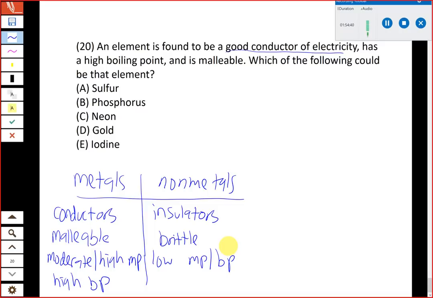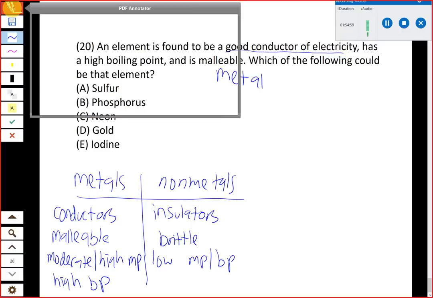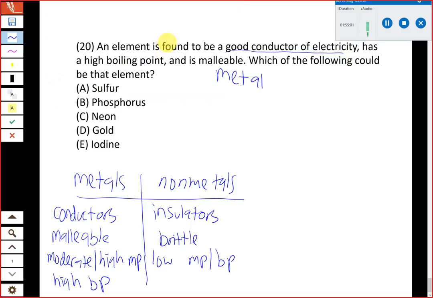Okay, so those are kind of the key properties that distinguish metals from nonmetals. This is what we're doing here. If the substance we're dealing with is a good conductor of electricity, has a high boiling point, and is malleable, that means we're looking for clearly a metal. And so we just have to look at the 5 answer choices and classify them either as a metal or a nonmetal. And as a reminder of how we do that, that comes from the periodic table.